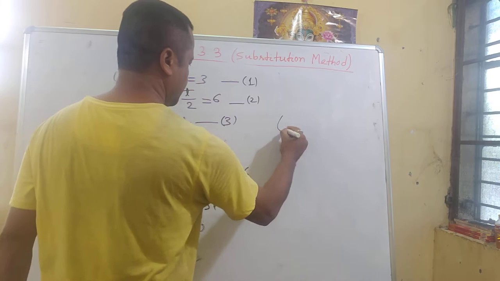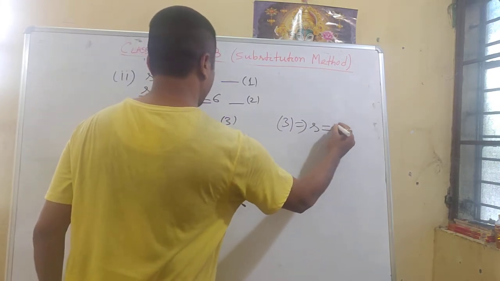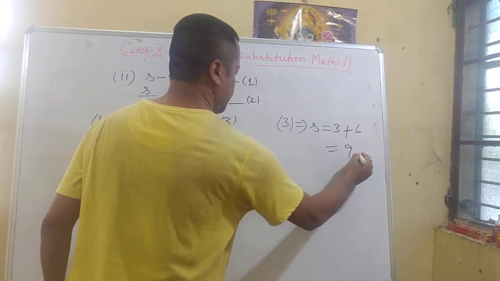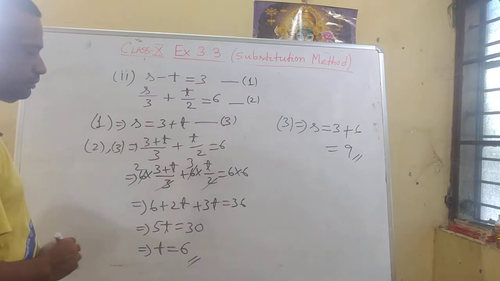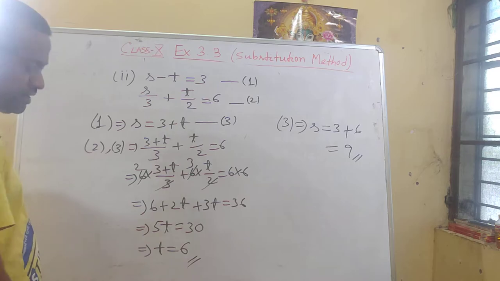So 3 implies s is equal to 3 plus t, t is 6, so s is equal to 9. So it is the second solution. So t is equal to 6 and s is equal to 9 are the solutions.